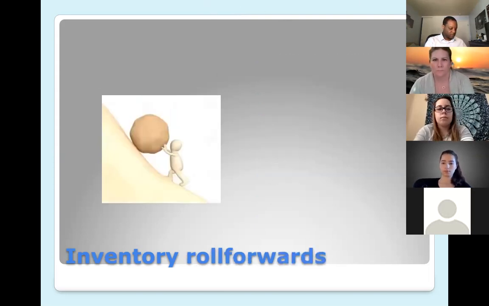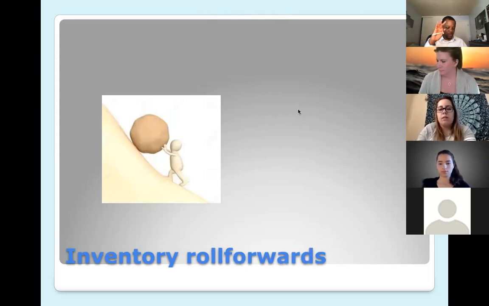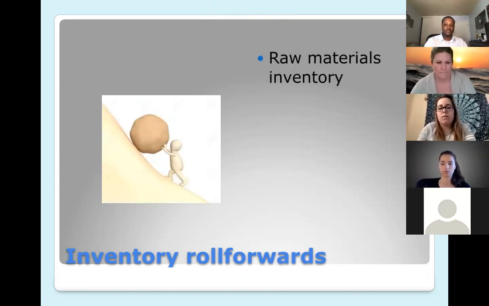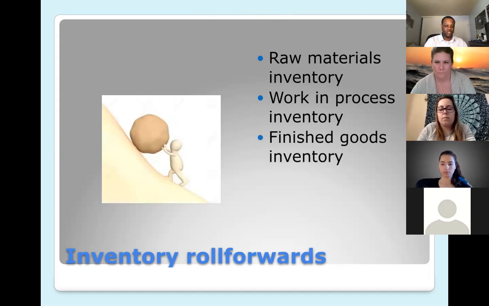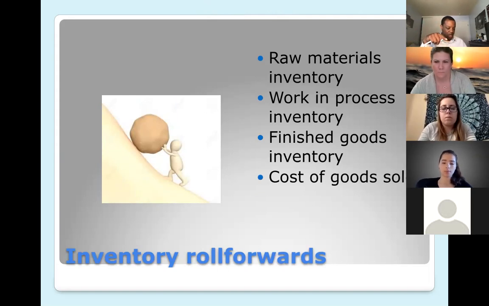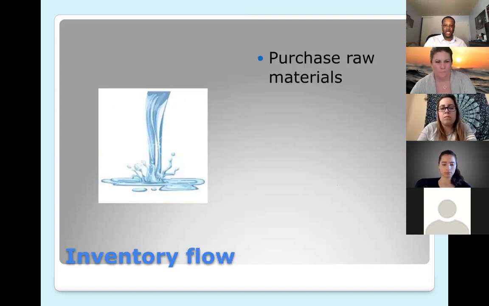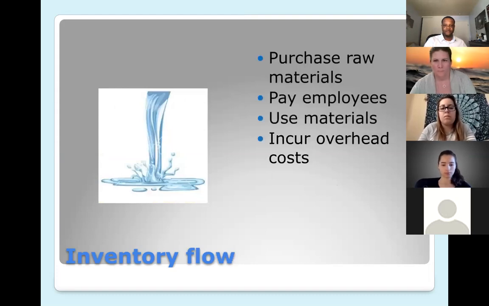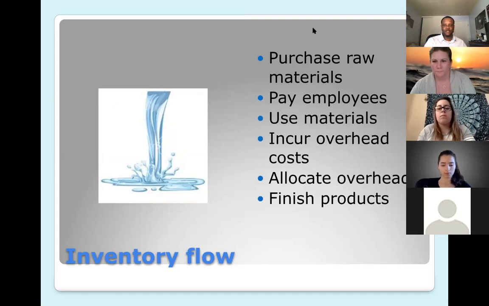let's go to the next slide first. So remember there's three different types of inventory, right? So you have raw materials inventory, work in process, and finished goods inventory. And then once it's sold, it moves over into the cost of goods sold. So if I could just go back to this slide here, and let me do a different share. I'm gonna try and do something, and I hope it works.